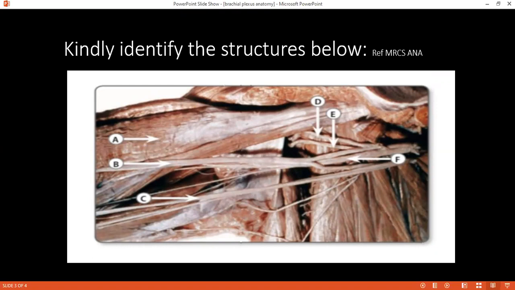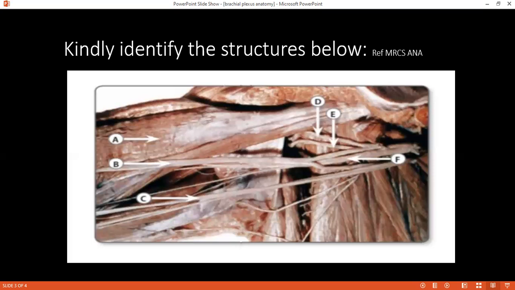How many nerves arise from the trunks? From the trunks, there is the suprascapular nerve. The nerve to subclavius is not from the trunk. Yes, the suprascapular nerve is from the trunk, but I think nerve to subclavius is from the roots.